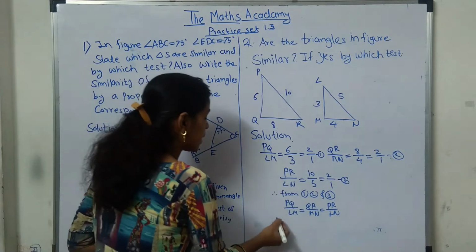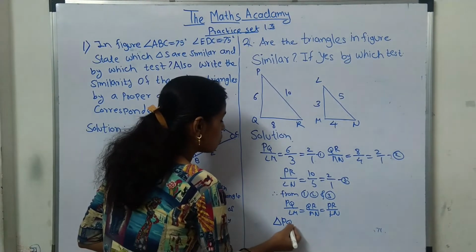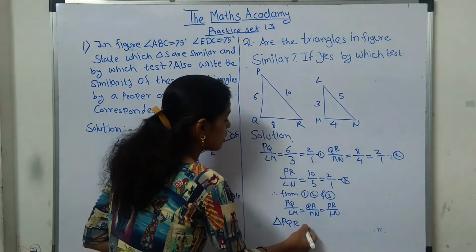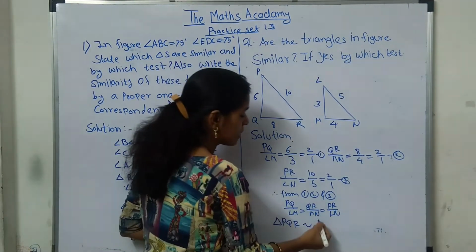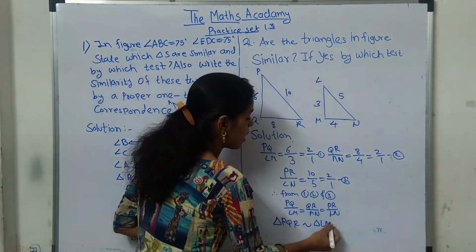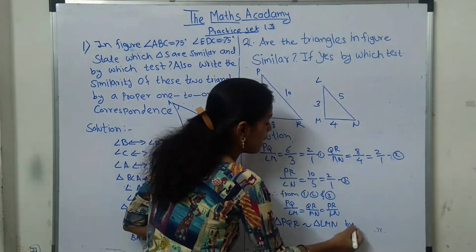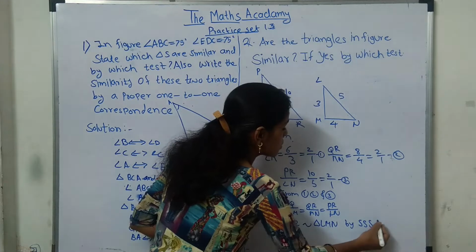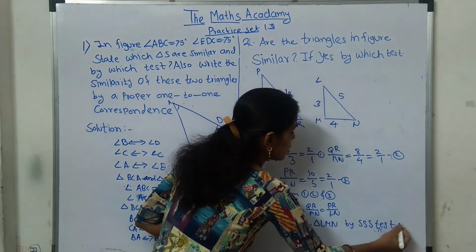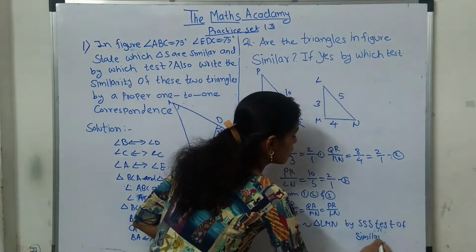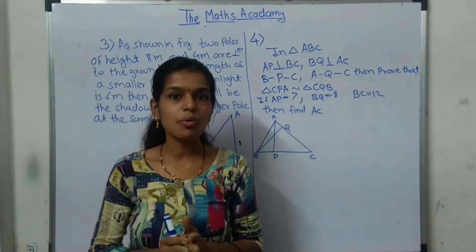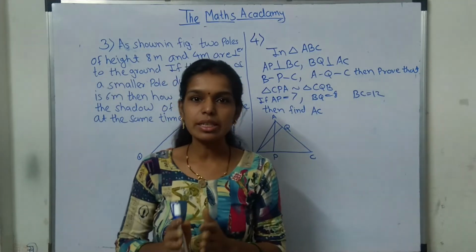Which triangle? Triangle PQR. Correspondence should be there, similar to PQR, then LMN. Triangle LMN by SSS, test of similarity. Okay. We have completed question number 1 and 2. Now let's go toward question number 3 and 4.